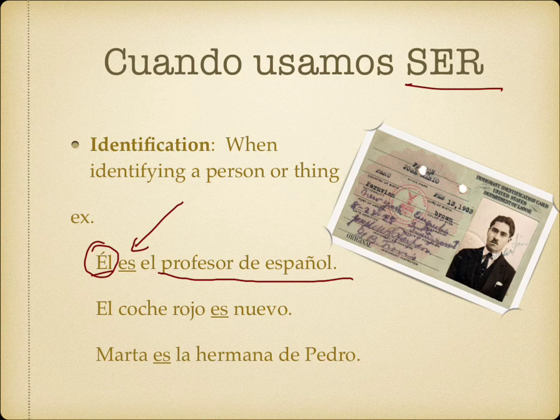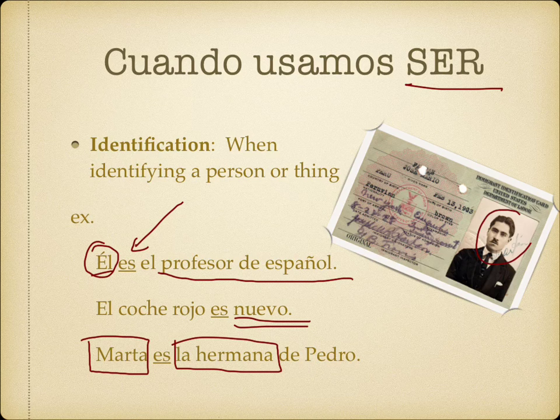All right, el coche rojo es nuevo. We're identifying the red car as a new car. It's very specific, even though it gets old quick. We're identifying it as the new one. It's identification. It overrides all of them. Marta es la hermana de Pedro. In this particular case also, we're identifying Marta as la hermana de Pedro, Pedro's sister.